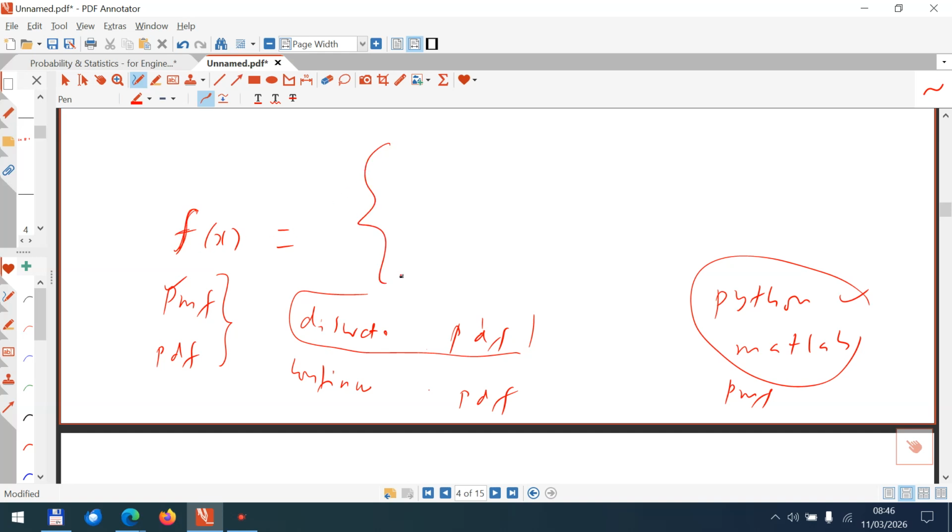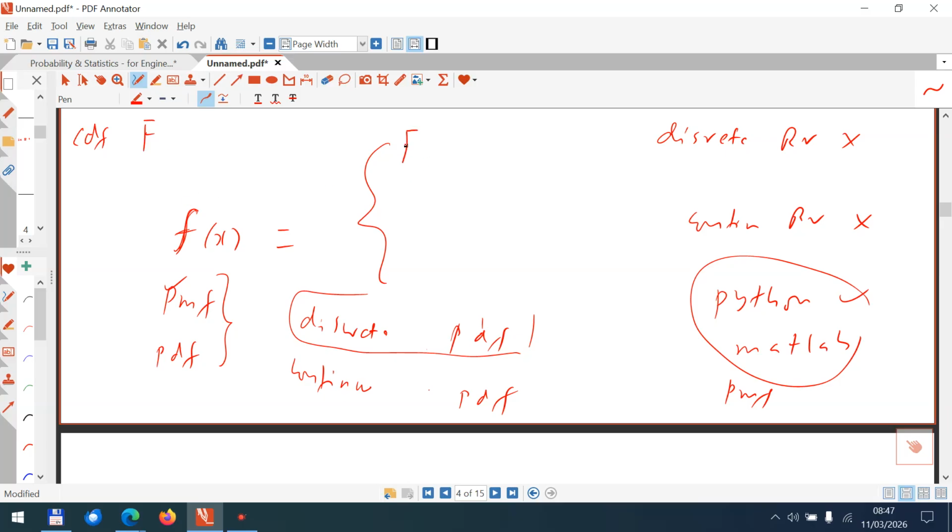So I can now ask you to fill this in for a discrete random variable x and for a continuous random variable x. If x is the discrete random variable, I want you to write this, and this must come from the CDF. So let's say you know the CDF, capital F.